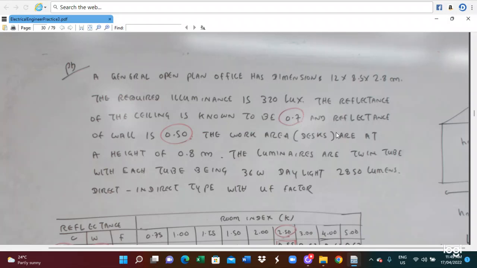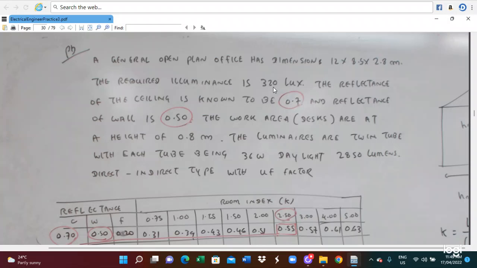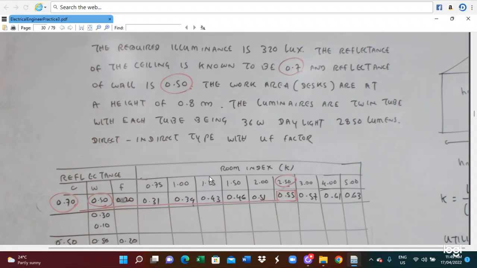When we calculate this problem, a general open plan office has dimensions 12 multiplied by 8.5 multiplied by 2.8 meters, and the required illuminance is 330 lux. The reflectance of the ceiling is known to be 0.7, and the reflectance of the wall is 0.5. The work plane is at a height of 0.8 meters. The luminaires are 22 with each tube beam at 36 watts daylight, 2850 lumen, direct, indirect, tied with this UF factor.